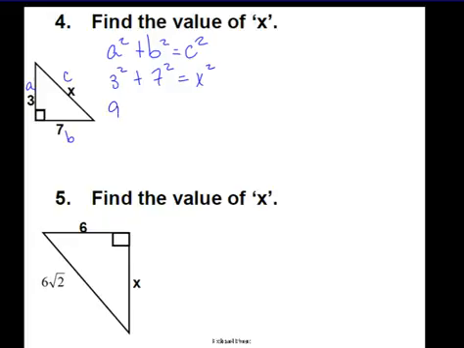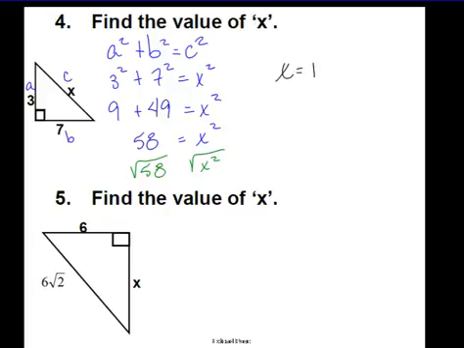3 squared is 9, and 7 squared is 49, and that's my x squared. Adding these together gives me 58 is equal to x squared. Take the square root of both sides, and I find that x is equal to the square root of 58. 58 is only 2 times 29, so it cannot be simplified. So that would be our final answer.